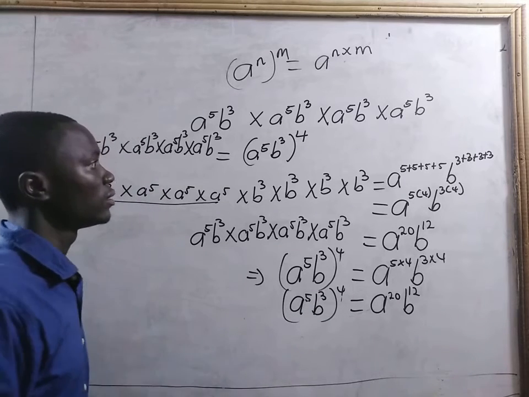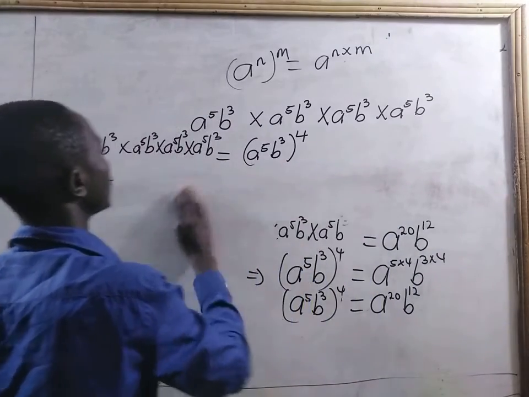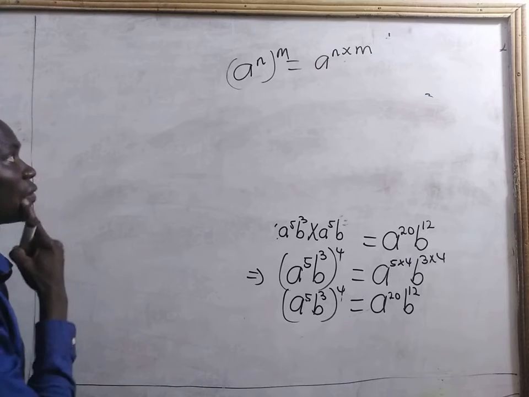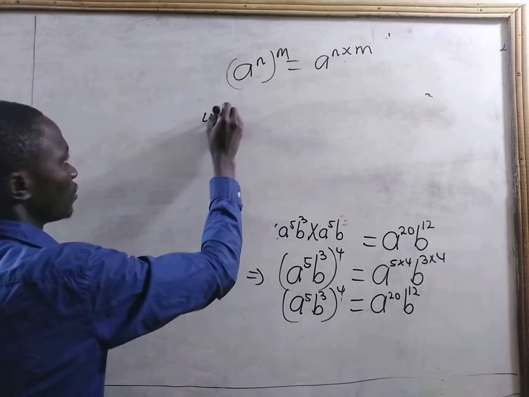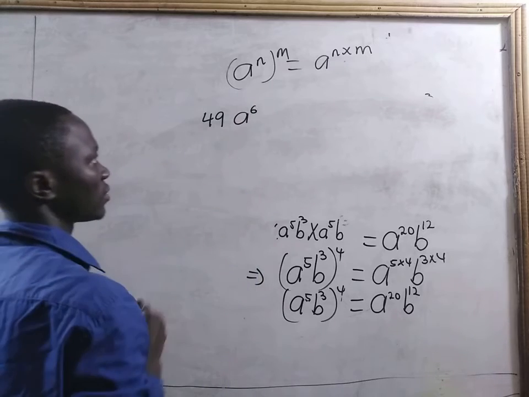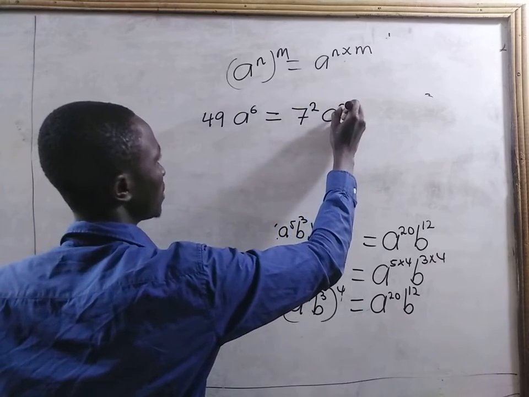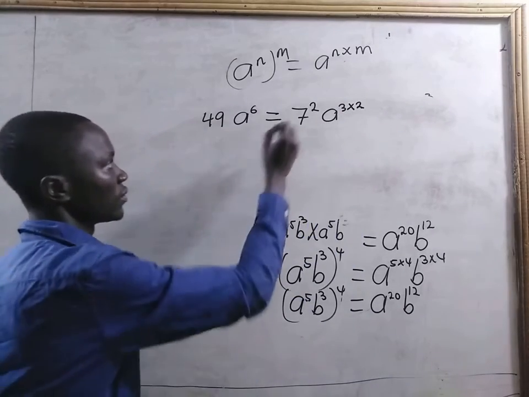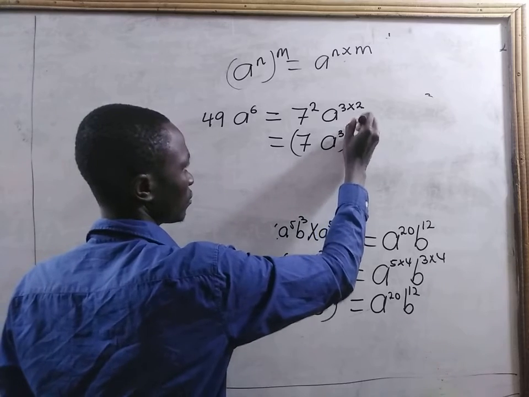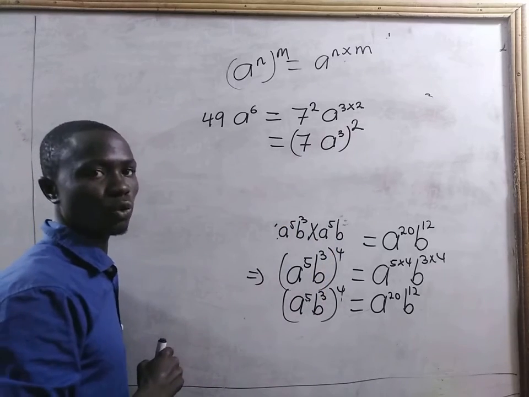Now let us exploit this property. So now using this property, if I have, let's say, 49 a to the power 6, this can be written as 7 squared times a cubed squared, and this is the same as 7 times a to the power 3, all squared, because here 7 will take the square and a cubed will also take the square.